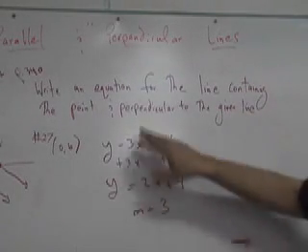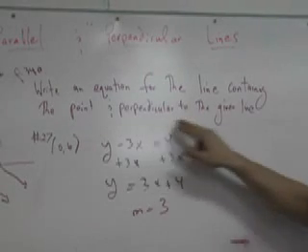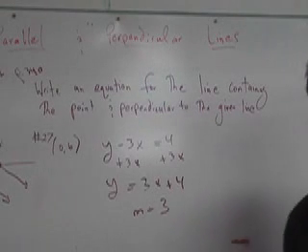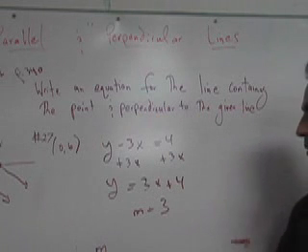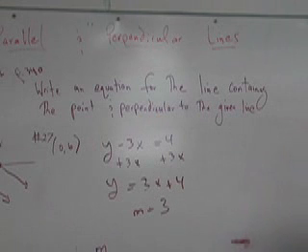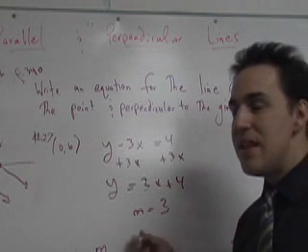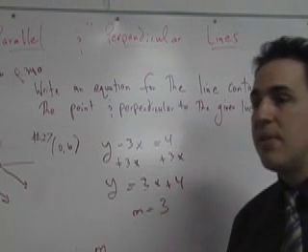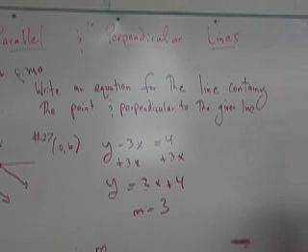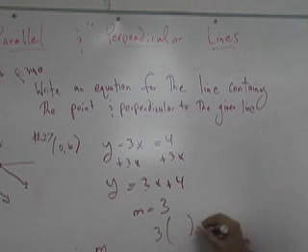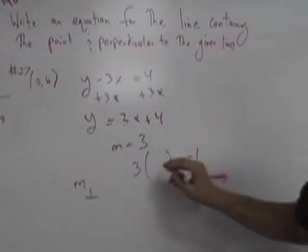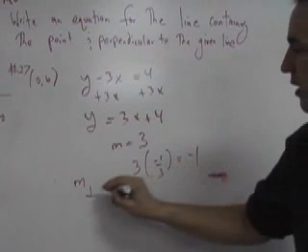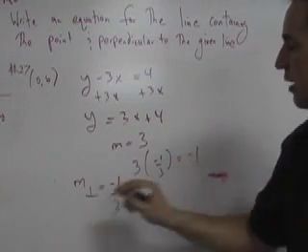Now, what is the slope? We need to write an equation for a line containing the point and perpendicular to the given line. So what is the slope of the perpendicular line? Not negative 3, because negative 3 times 3 will give you negative 9. You need something a little bit different, right? It's got to be something, 3 times something, which equals negative 1. Negative 1/3. That's right. Negative 1/3 is the slope of the perpendicular line.